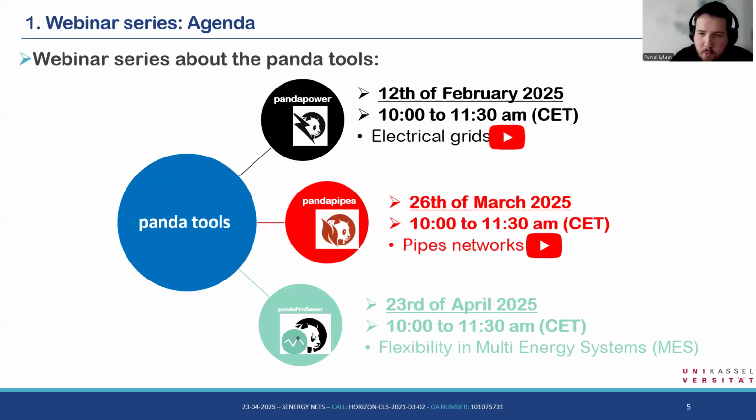So just a quick overview over the webinar series. We are here in the third part. The first two parts were already held in February and March, and they were about Panda Power, which is an electricity grid simulation tool, and Panda Pipes about pipes networks. Both are already on YouTube, so you should check them out. And today we're talking about Panda Prosumer.